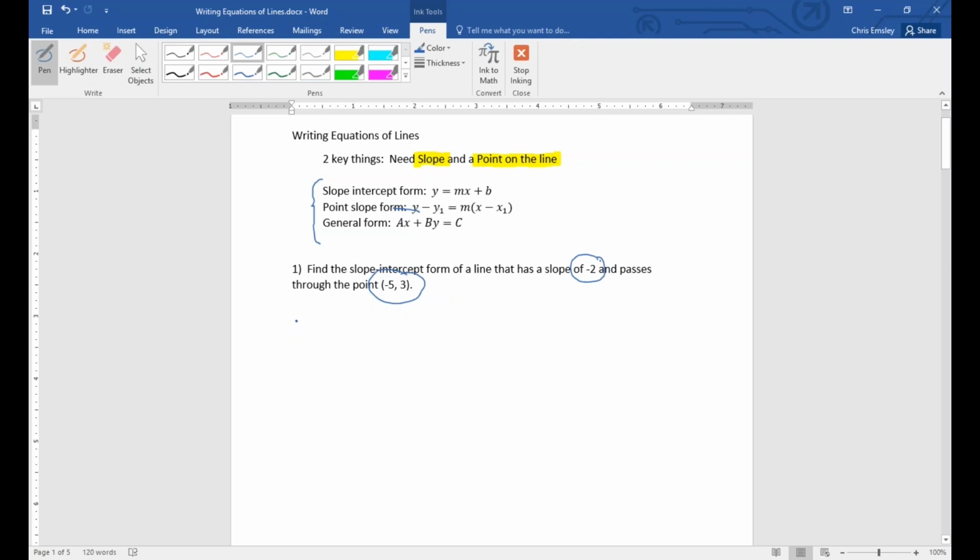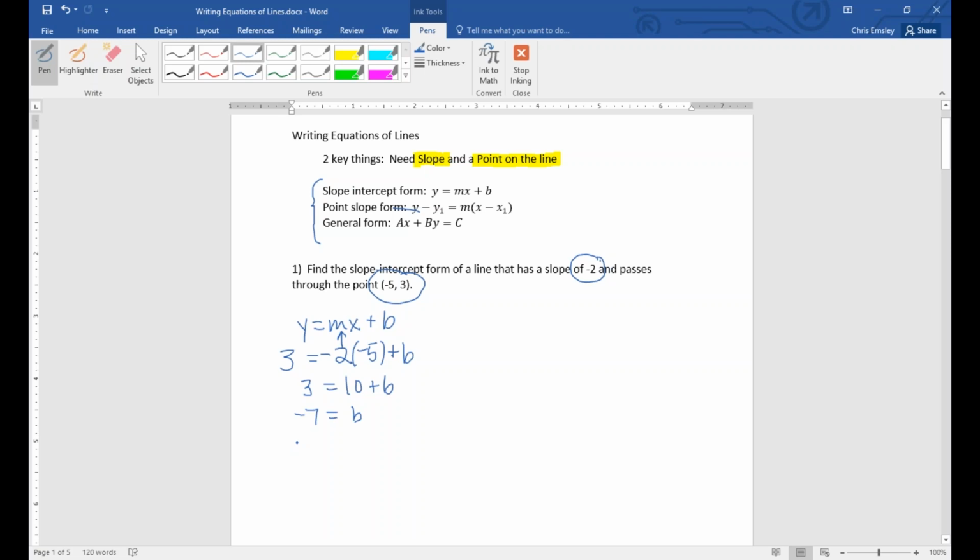A lot of students are most familiar with the slope-intercept form, and we can use that here. We would fill in our slope is -2. That goes in place of m. And then we'll use our point, -5 is the x value, and 3 is the y value, to solve for b, the y-intercept, because we don't know the y-intercept yet. So we just need to do a quick little solve here. We get 10 plus b, subtract that 10 from both sides. Turns out that b is -7.